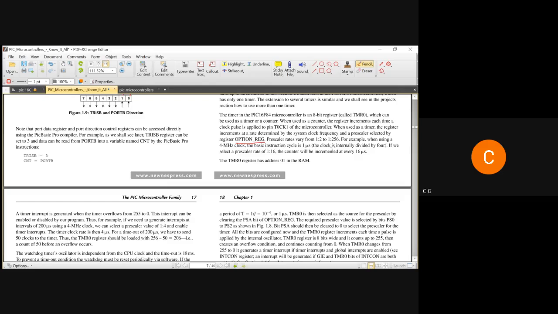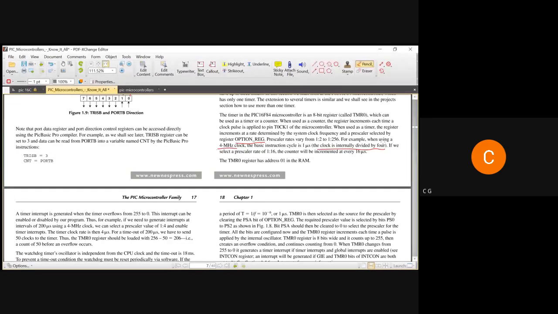So 1 is to 2, to 1. When you have a 4 megahertz clock, the basic instruction cycle is 1 microsecond. The clock is internally divided by 4. If you select a prescaler rate of 1 is to 16, the counter will increment every 16 microseconds. For a particular PIC microcontroller, this is the hidden information that we have got: the clock is internally divided by 4.